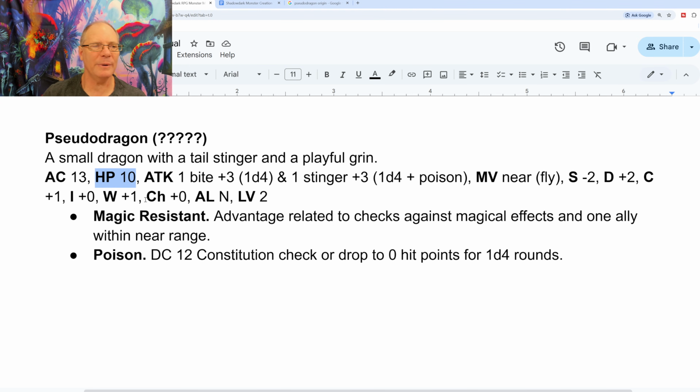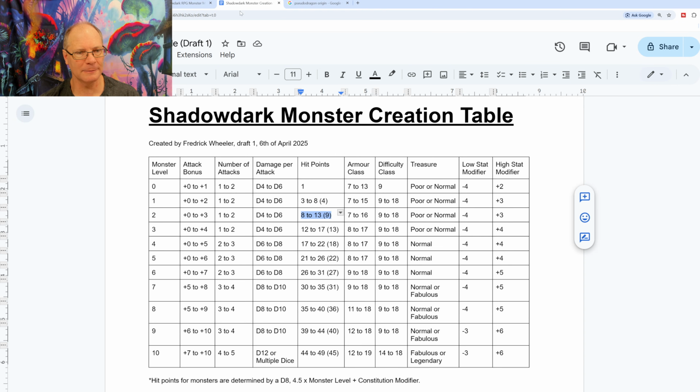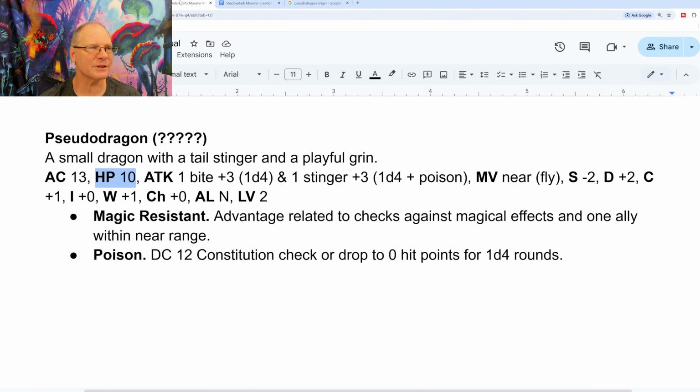Perfect. Okay, we now need to determine how many attacks it's going to get and what those attacks are going to be, right? So let's go back to our table again. And the number of attacks that it should have at level 2 is between 1 and 2. It's a dragon. It's a little dragon, but it's still a dragon. So we're going to give it 2. We're going to give it a lot of attacks. But we're also going to give it a range of attacks. We're going to let it do a couple of different things.